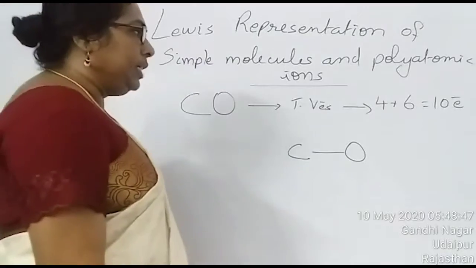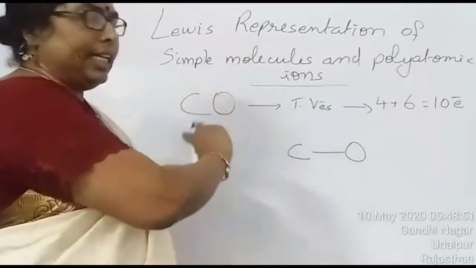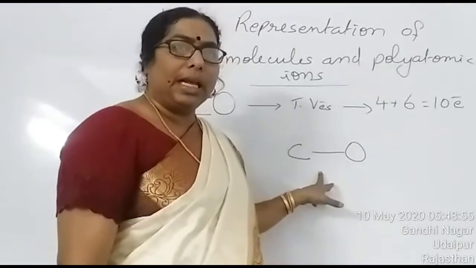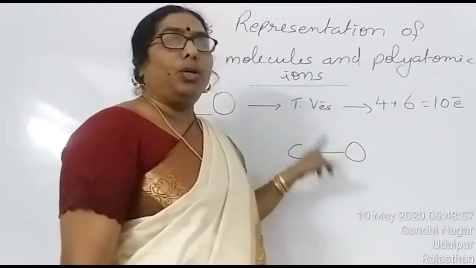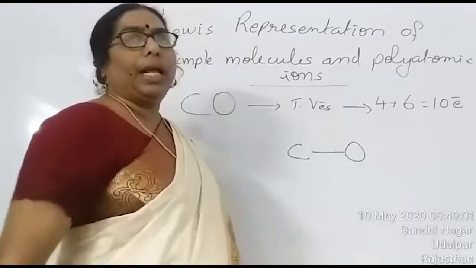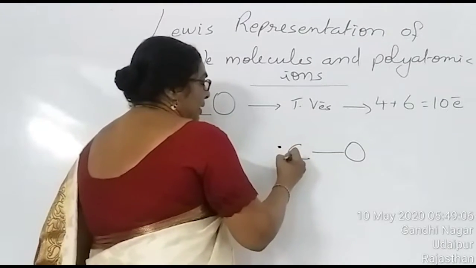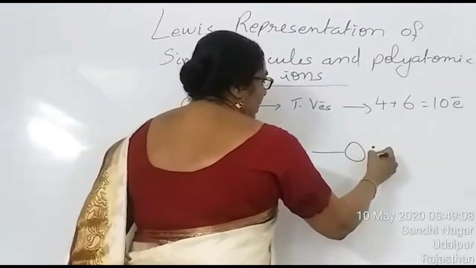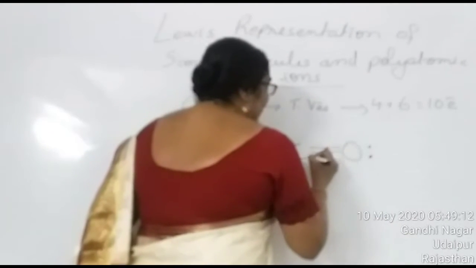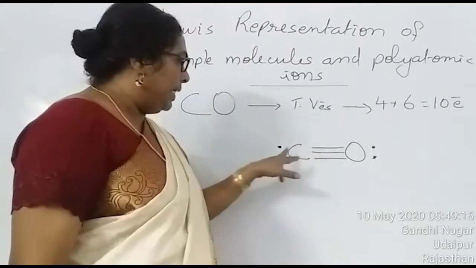The next step is to join these two atoms by a single bond, and then we have to distribute the rest of the electrons. Single bond means only 2 electrons are involved. The remaining 8 electrons you have to distribute in such a way that both the atoms should attain octet. So let us give here 2 electrons, 2 electrons. So 4 plus 2, 6 over. And now let us consider here 2 more bonds. So now just see 2, 4, 6, 8 and 10.